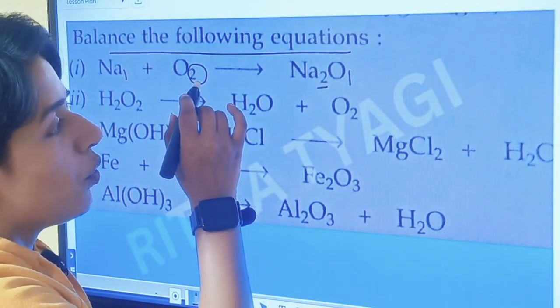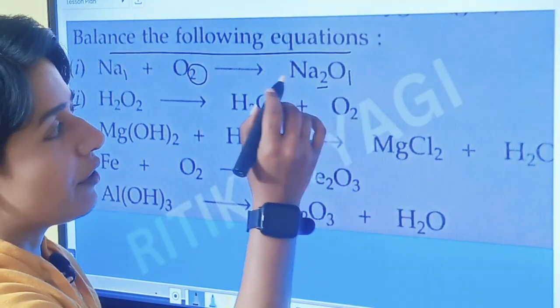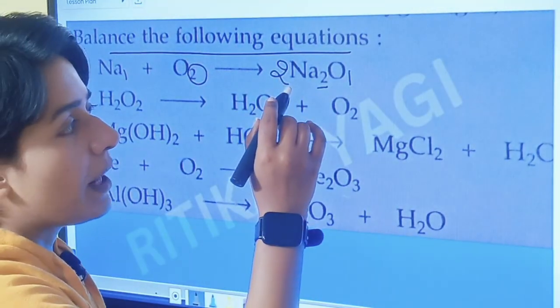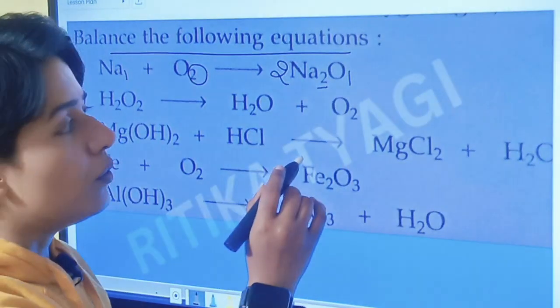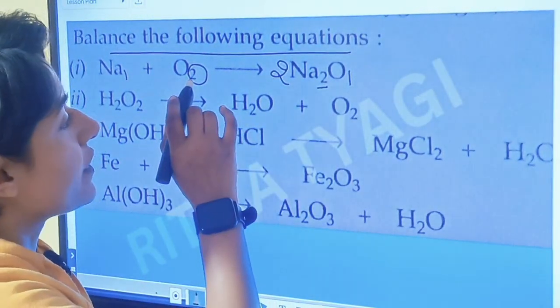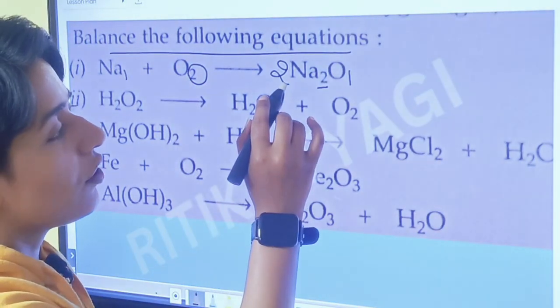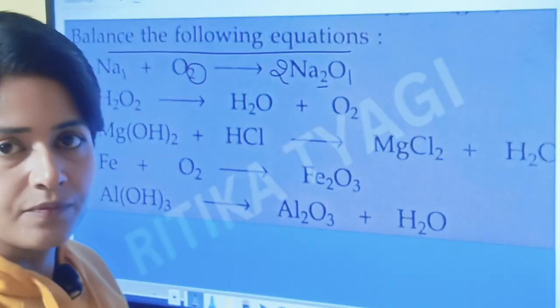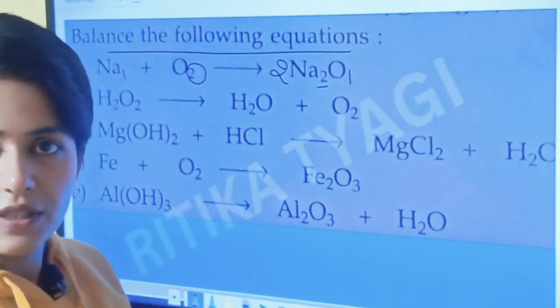Here oxygen atoms are 2 on the reactant side and on the product side only 1. So we have to write 2. So we have to multiply sodium oxide by 2 so that the number of oxygen atoms gets balanced. Now oxygen atoms are 2 on the reactant side and now oxygen atoms are also 2, since 2 ones are 2, on the product side. So we have balanced the number of oxygen.